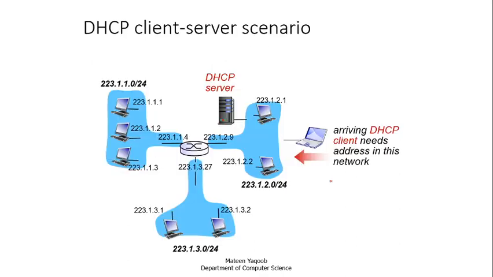So you can see this scenario here, that this is the new or the arriving client in this network. So it will request this server. Basically it will search for the server.